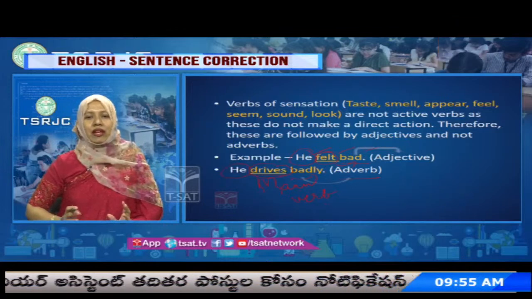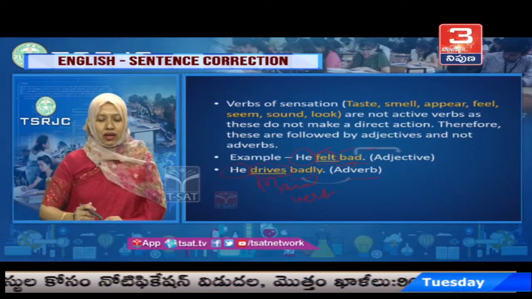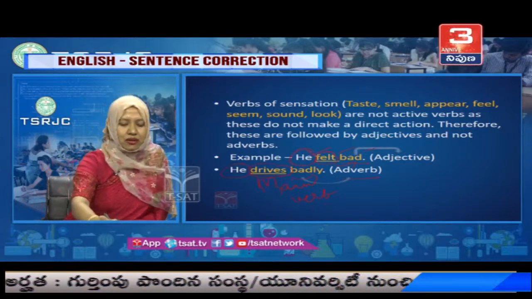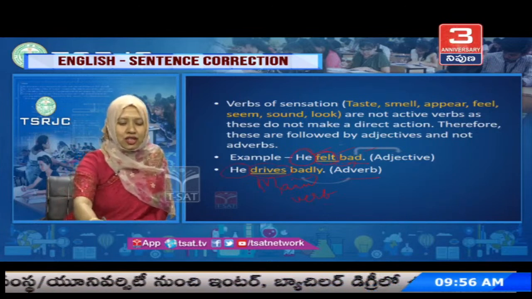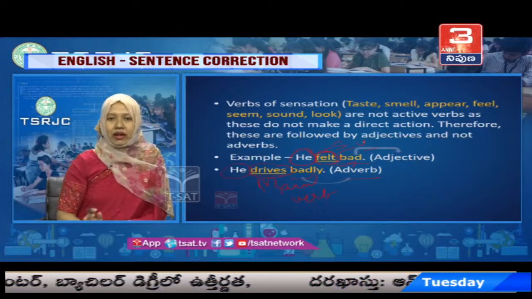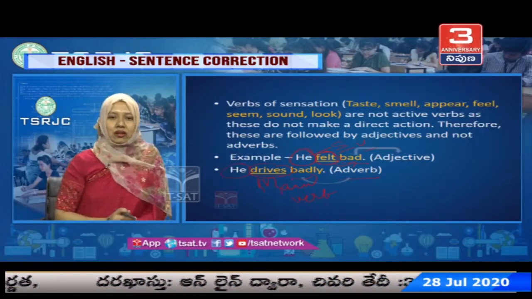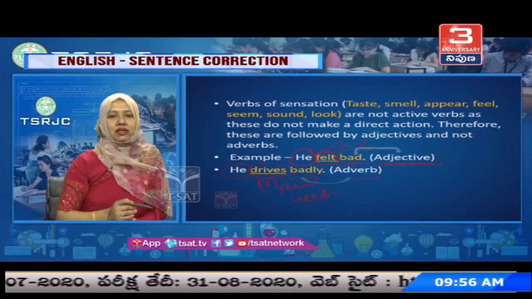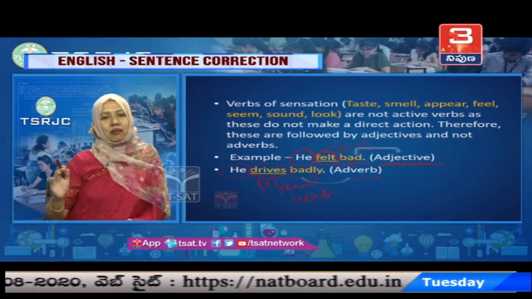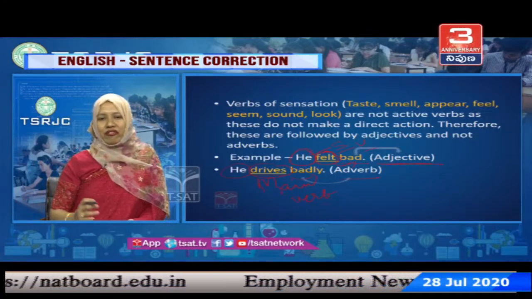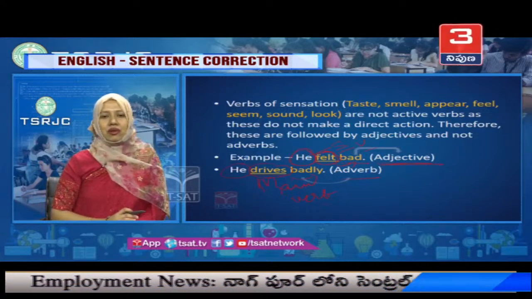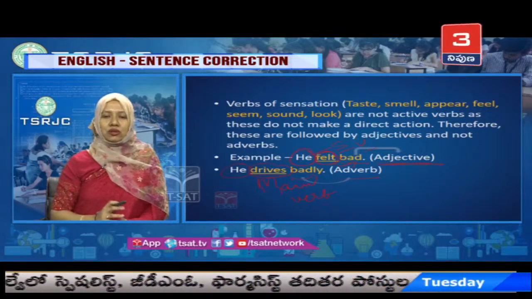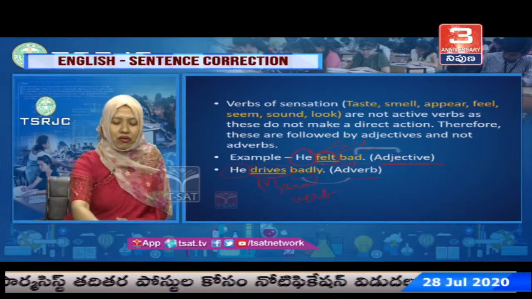For example, he felt bad. In this sentence, he is the subject, felt is the verb, a sensational verb. So it is not an active verb. You cannot see his feeling. You have to describe it. So you have to use a describing word, that is an adjective. He felt bad. He felt happy. He felt sad. He felt excited. All these adjectives can be used after the verb felt.